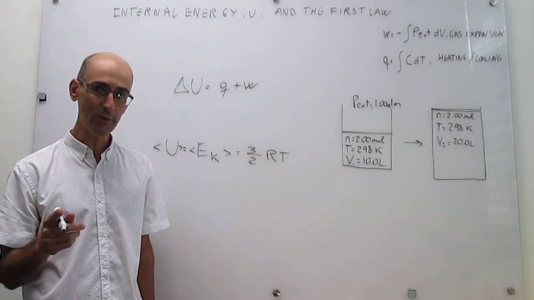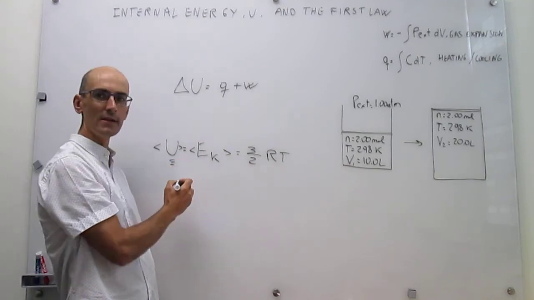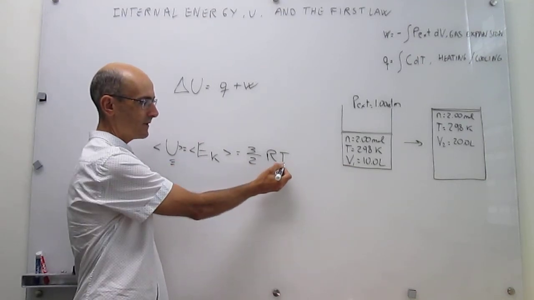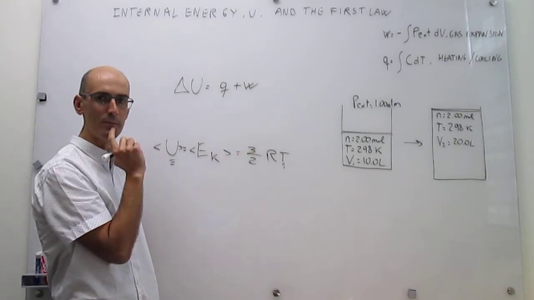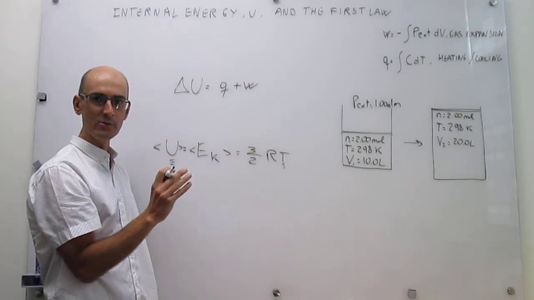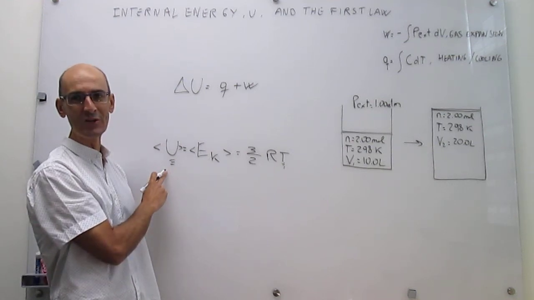Very importantly though, what we recognize here is that the internal energy for an ideal gas only depends on temperature. But because this process is isothermal, which means that the temperature is not changing, that means that there will not be any change to the internal energy.